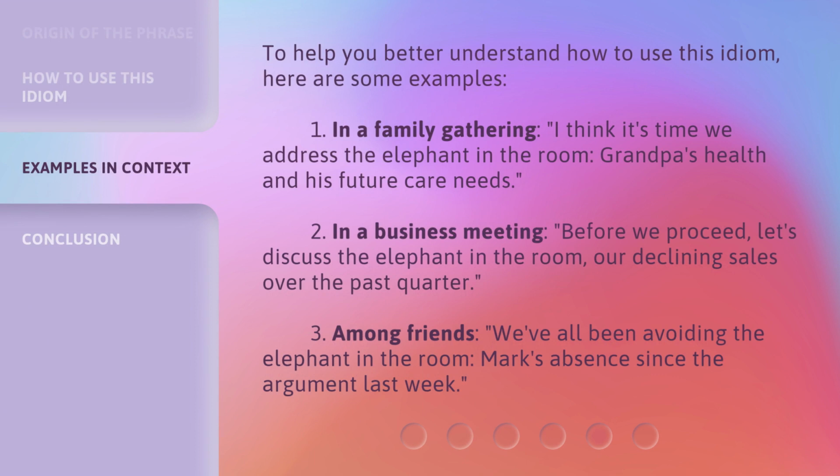To help you better understand how to use this idiom, here are some examples. 1. In a family gathering, "I think it's time we address the elephant in the room. Grandpa's health and his future care needs." 2. In a business meeting, "Before we proceed, let's discuss the elephant in the room. Our declining sales over the past quarter." 3. Among friends, "We've all been avoiding the elephant in the room. Mark's absence since the argument last week."